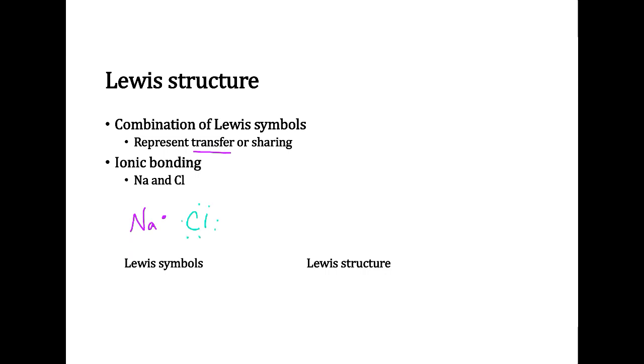So what we'll see is that in this case, if sodium were to give up its electron, so if it loses its electron, sodium can obtain a noble gas electron configuration. It will have no valence electrons, but it will have a noble gas electron configuration.